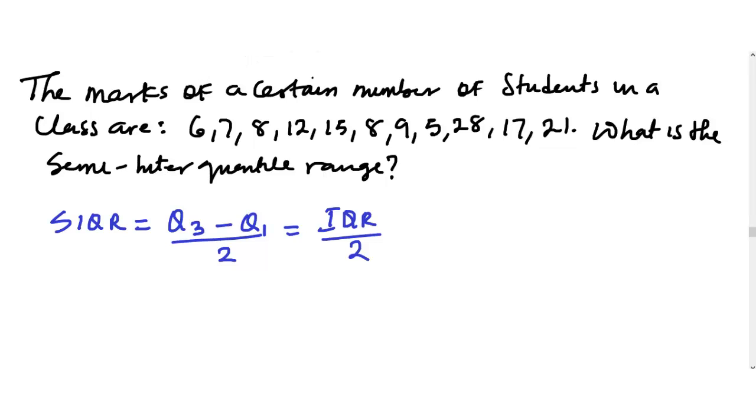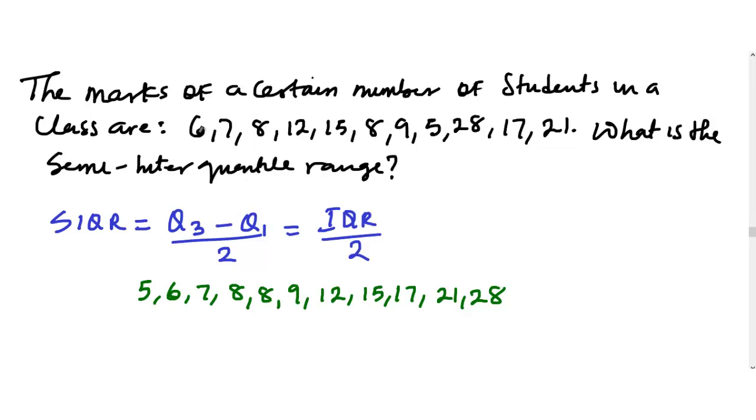So let's arrange. The smallest number here is 5. So if we arrange it, we are going to have 5, 6, 7, 8, another 8, 9, then 12, 15, 17, 21, 28. So what's the total number? 1, 2, 3, 4, 5, 6, 7, 8, 9, 10, 11.